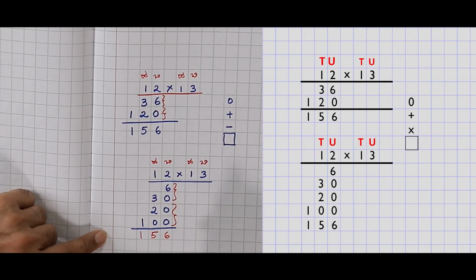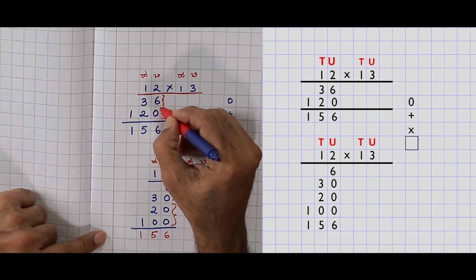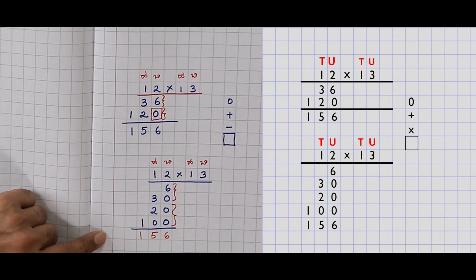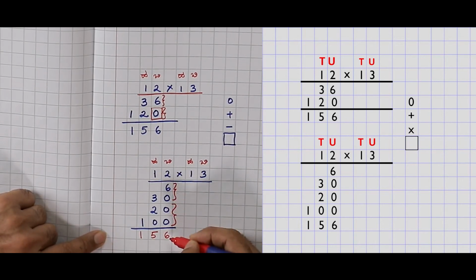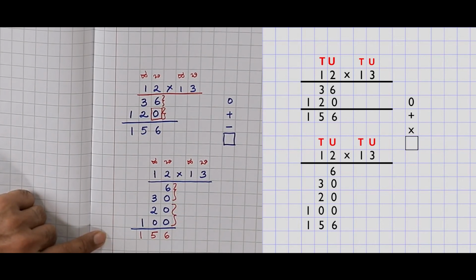When we say like this, children will understand why we should write a 0 in this particular position. They will understand it very easily. Let us do one more example. Let us take a bigger number.